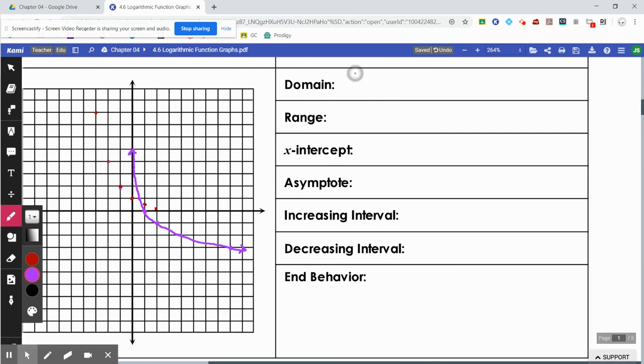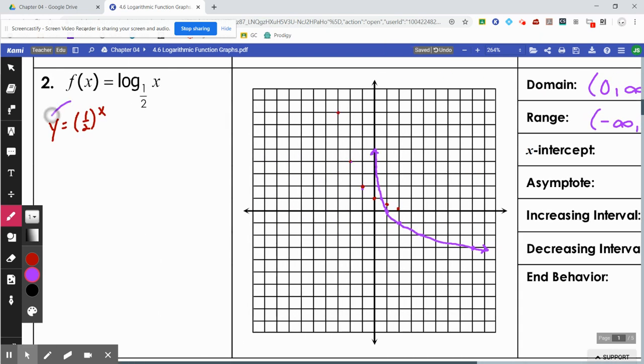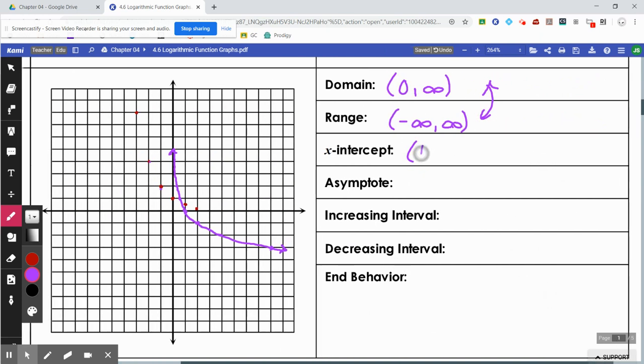Your domain here is from 0 to infinity. Let's go ahead and do range. Range is from -infinity up to positive infinity. It goes down and up forever. If you were to look at the domain and range of the original, it's the exact same two things, just flip-flopped. Your x-intercept is again at 1, 0.